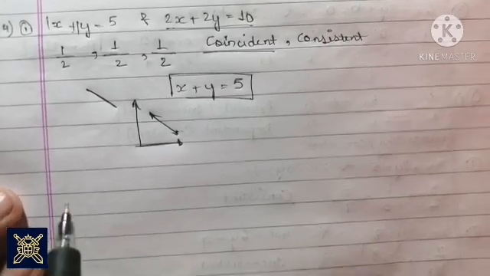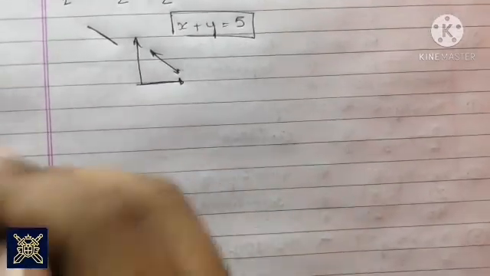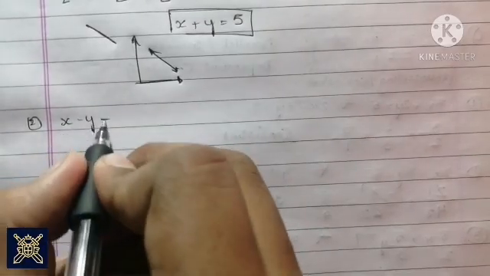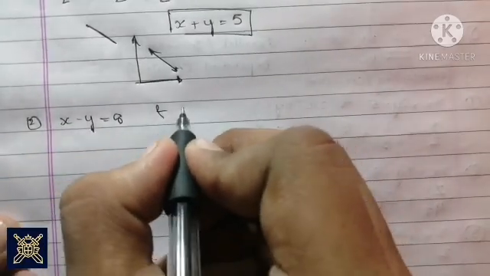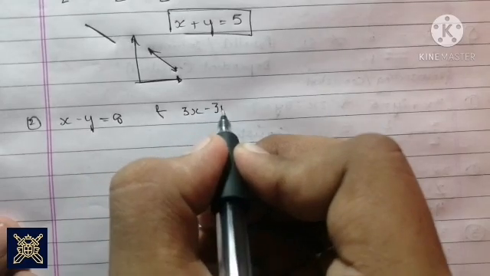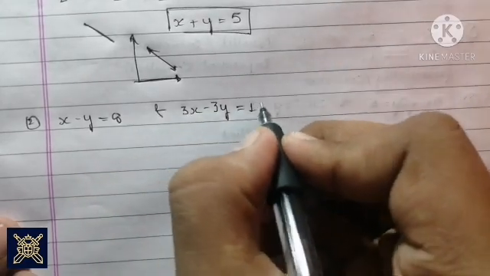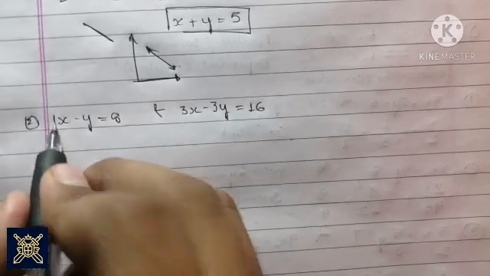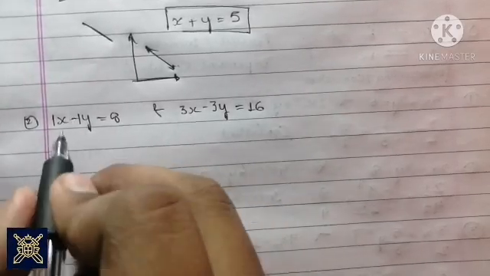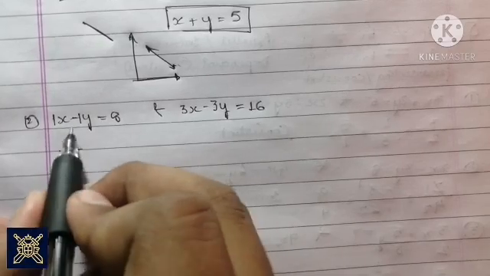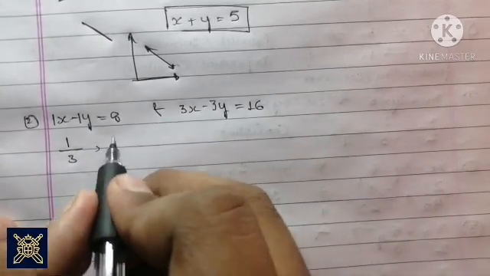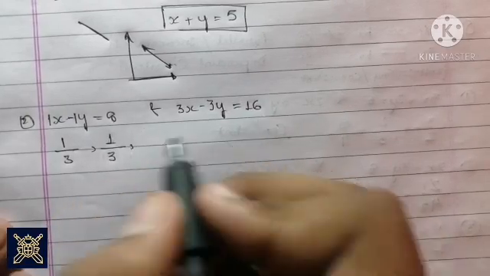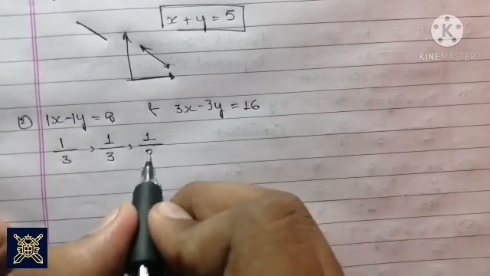So now let's move on to the second part. In the second part, the data given is x minus y is equal to 8 and 3x minus 3y is equal to 16. So now we will find the ratios again. Here you have 1 and here you have 3, so 1 by 3. Minus 1 by minus 3 is also equal to 1 by 3, and at last you have 8 by 16, that is equal to 1 by 2.